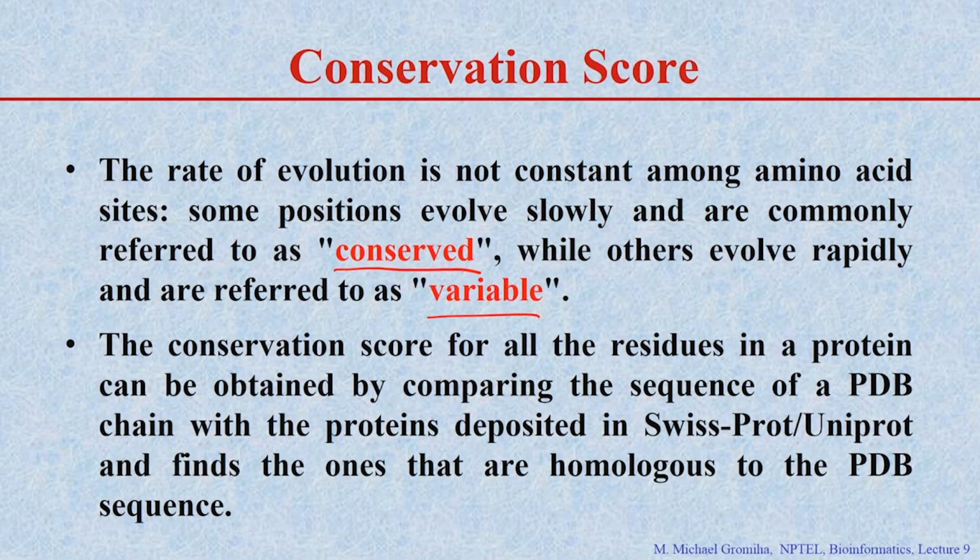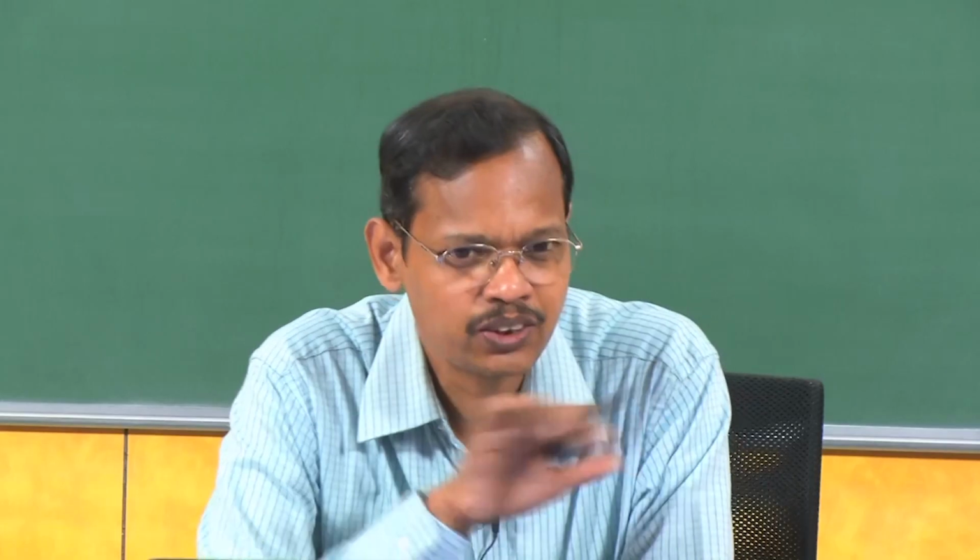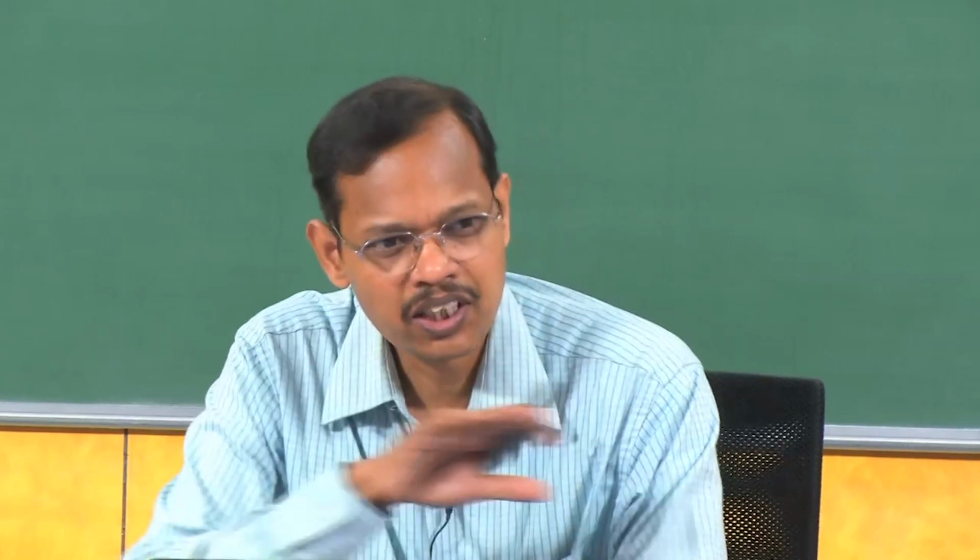Then how do we get the conservation score? For example, if you have an amino acid sequence, you would like to know which residues are conserved and which residues are variable. How do we do that? First we have to get the sequences.